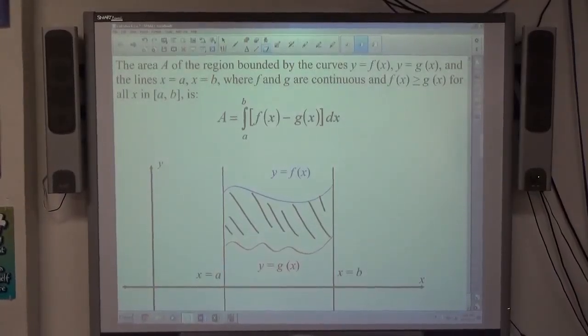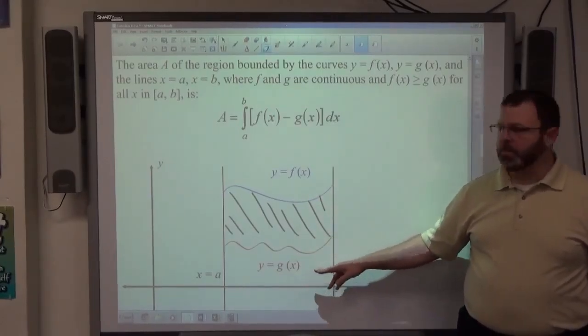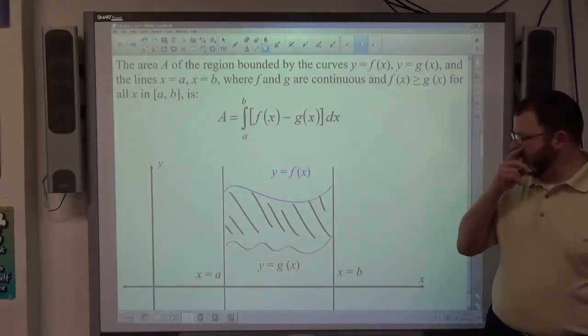Chapter 6.1, our intention on 6.1 is to find the area between curves. If you remember back in Chapter 5, we used integrals to find the area between the curve and the x-axis. And now we're going to find the area between a curve and another curve. And it's basically the same idea.